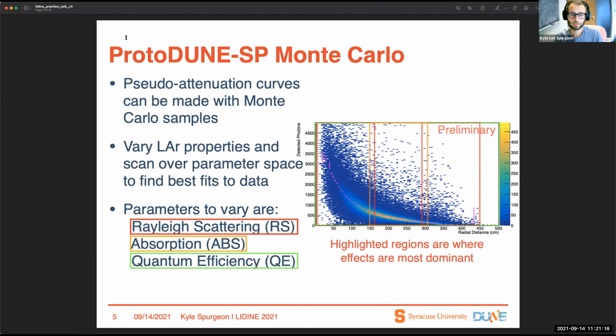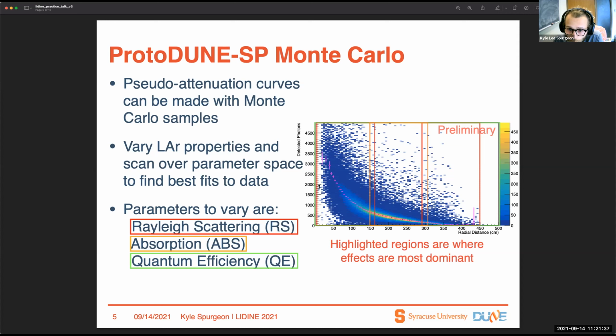So once we have the data, the idea is to scan a Monte Carlo parameter space and see if we can generate a Monte Carlo sample that matches the data. And from there, since we've set the Rayleigh scattering and absorption lengths, we can say that that is the measured value within some sort of error. So you can make these same pseudo attenuation curves with Monte Carlo samples.